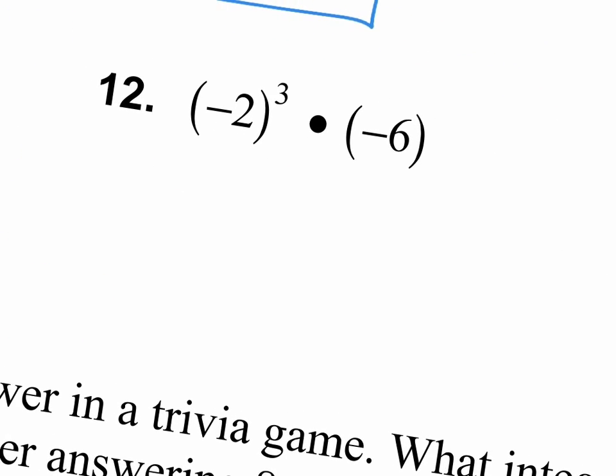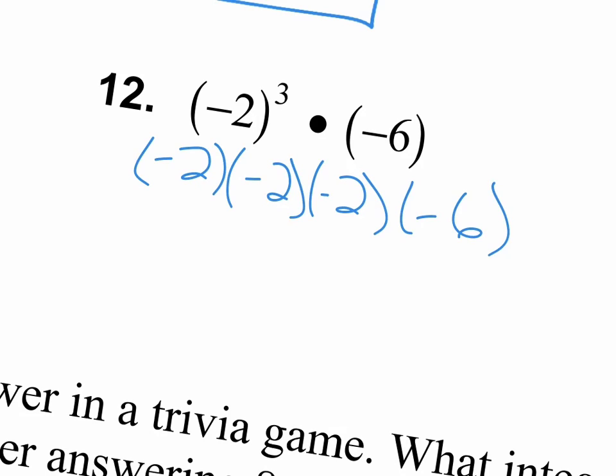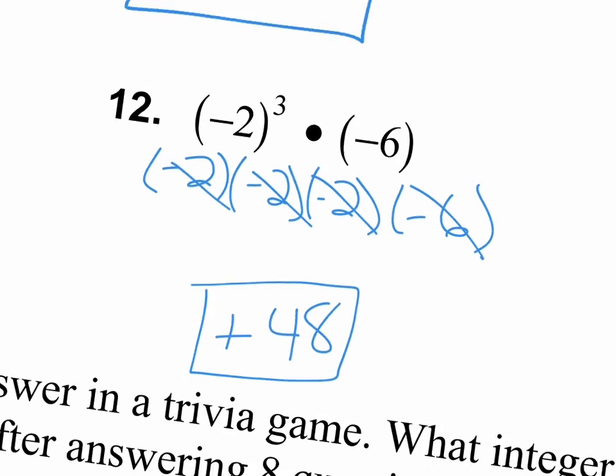Moving to number 12. If you really need to, you can always rewrite these out. So negative 2 times negative 2 times negative 2, because that negative is in the parentheses being raised to the third power. And then negative 6. Okay, so I have 4 negatives, so I know it's going to be a positive. 2 times 2 is 4. 4 times 2 is 8. 8 times 6 is 48. So my answer is a positive 48.